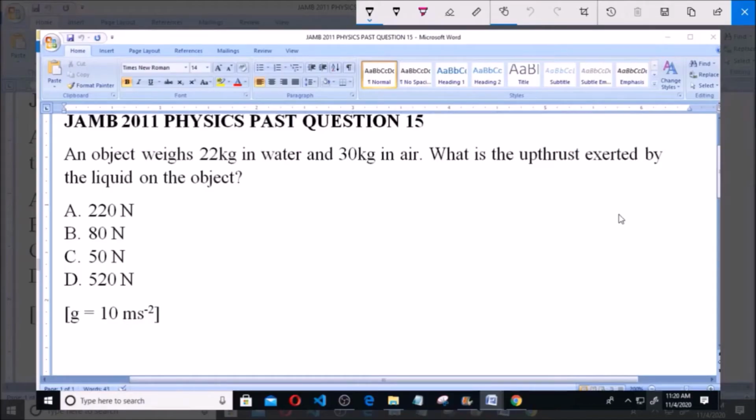Welcome. I will be answering JAMB 2011 Physics Past Question 15. An object weighs 22 kg in water and 30 kg in air. What is the upthrust exerted by the liquid on the object? A. 220 Newton. B. 80 Newton. C. 50 Newton. D. 520 Newton. And you have the value of g, acceleration due to gravity, as 10 meters per second square.